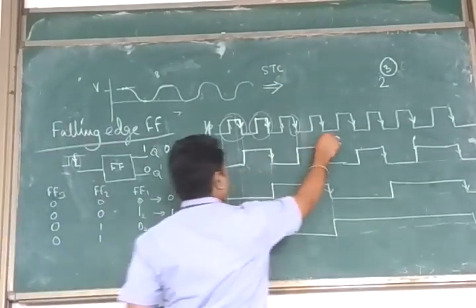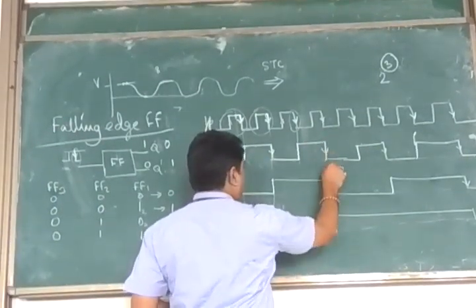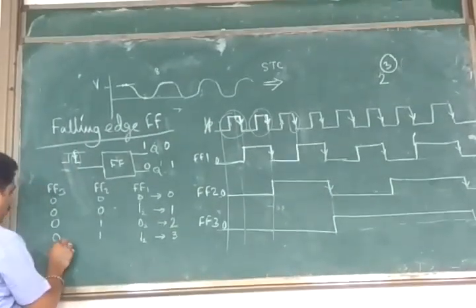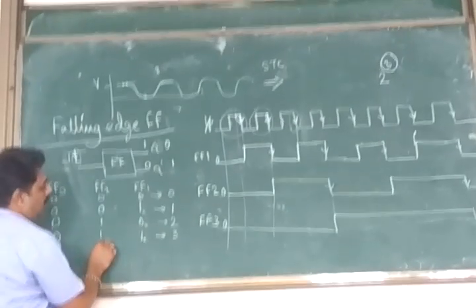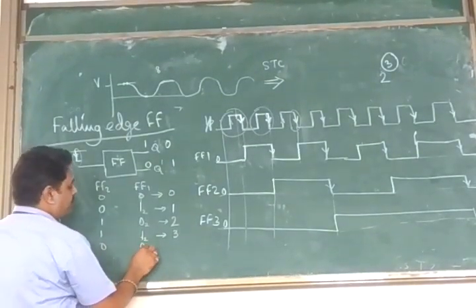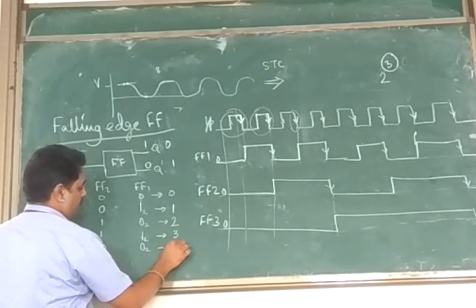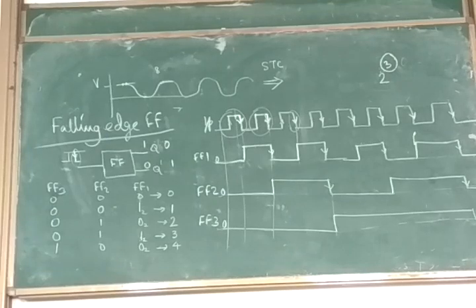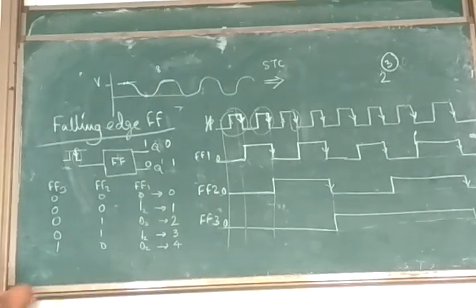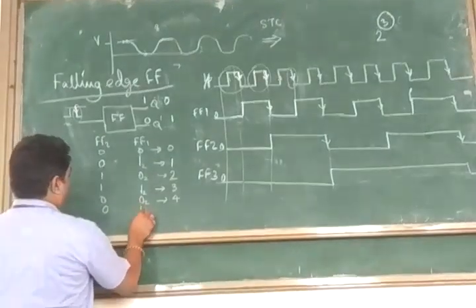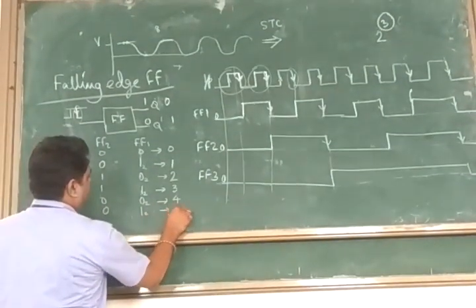Similarly, here it is 0, 1, 1. See that? Right? So 1, 0, 0. Base 2 is 4. Then what is next? 1, 0, 1. This is 5.